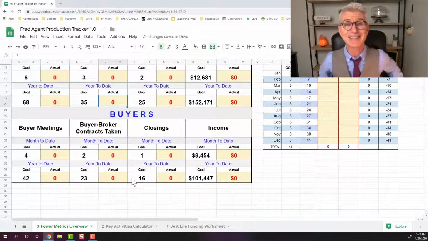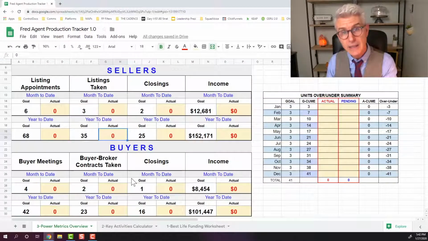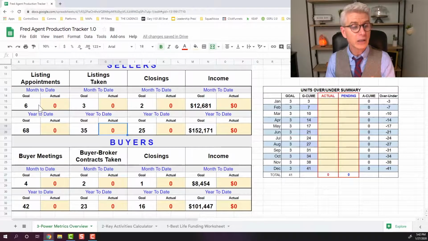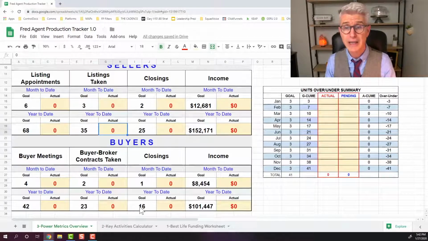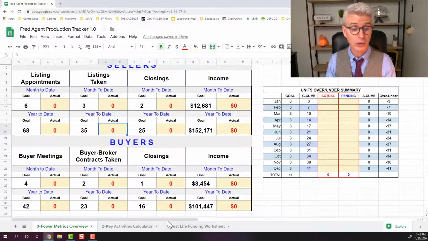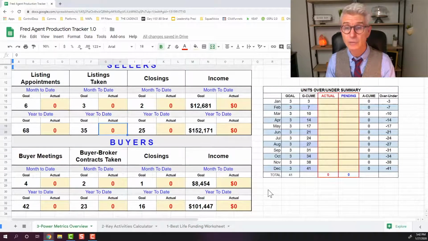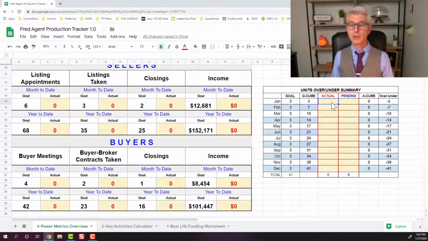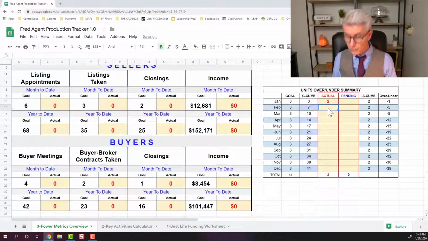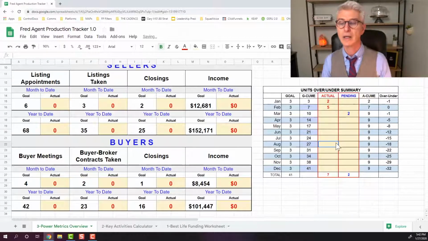And then you do the exact same thing for the buyers. So the idea is, you guys, that you can take a glance at your key metrics here, or your power metrics rather, and you can know where you are at any given moment. Also, here in this little table over here, we call this the units over under, right? You can keep track of what you're doing. So let's say Fred started in January, and he did 1 in January, he did 5 in February, and he's got 2 pending so far in March.